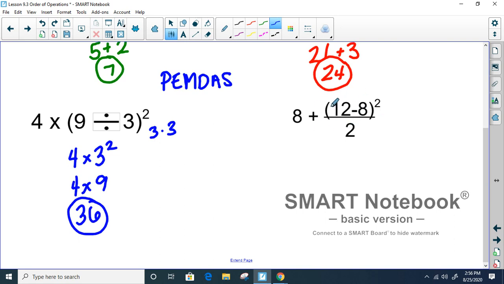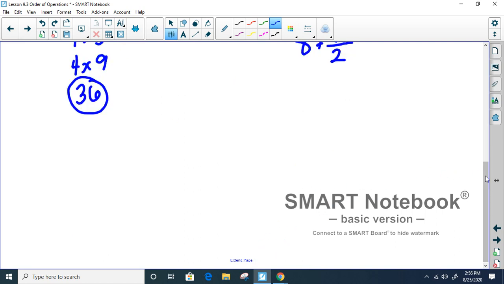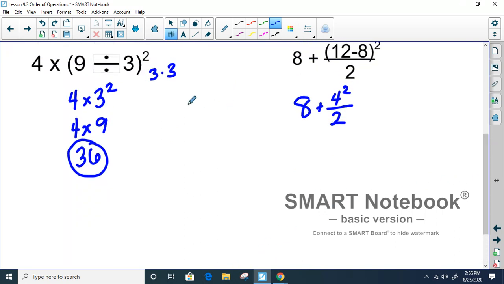Over here, again, we've got that kind of tricky top. We have parentheses here, so we have to do that first. 12 minus 8 would be 4. So I get 8 plus 4, our exponent attaches to whatever the answer was inside of our parentheses, divided by 2. If you'll notice, I'm working down my page, not across. Now I have exponents, so 8 plus 4 times 4 is 16 divided by 2. Then I have to divide. 16 divided by 2 is 8, so I get 8 plus 8, which is an answer of 16.